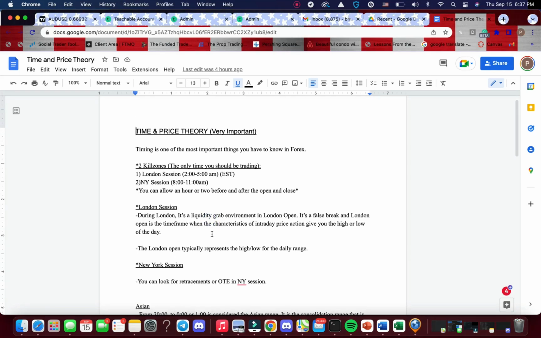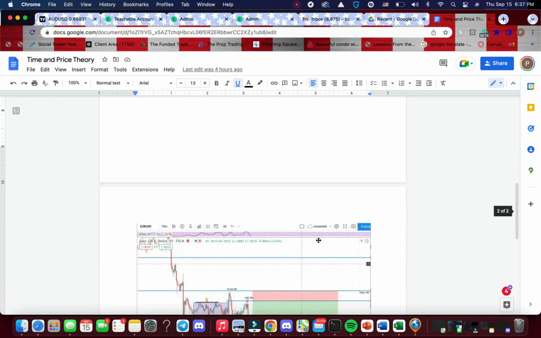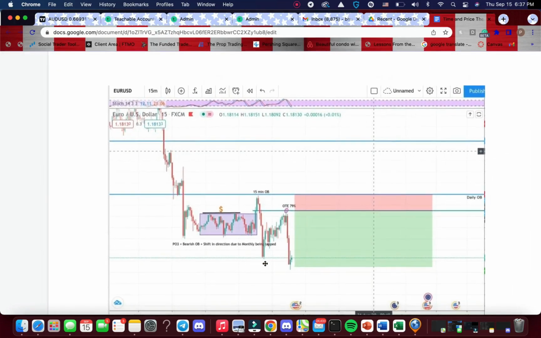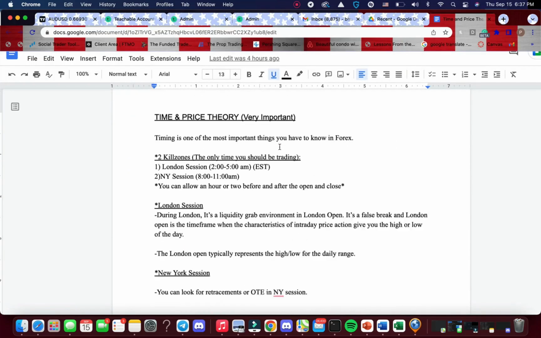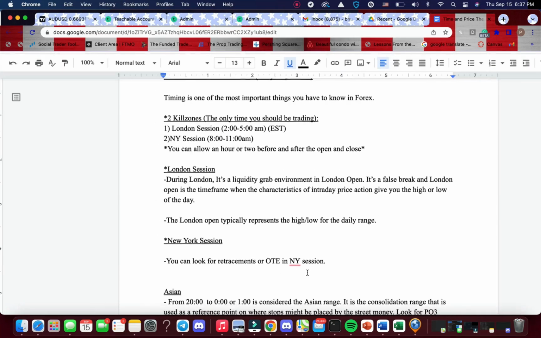Now in London session, what we expect is a liquidity grab, a false break, like an example. In London session, what we expect is for price to come out and take out liquidity and continue on the trend. Whereas in New York session, we expect OTE, which is basically we expect to see price retrace, and we enter at retracements for New York session. So going back to my notes, New York session we just look for retracements or OTE.